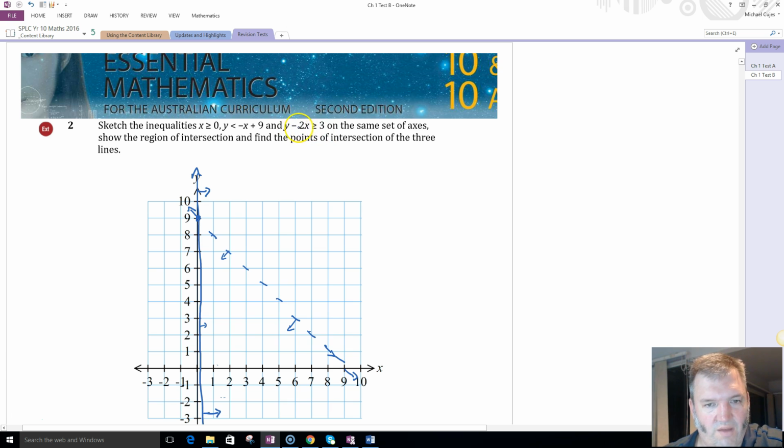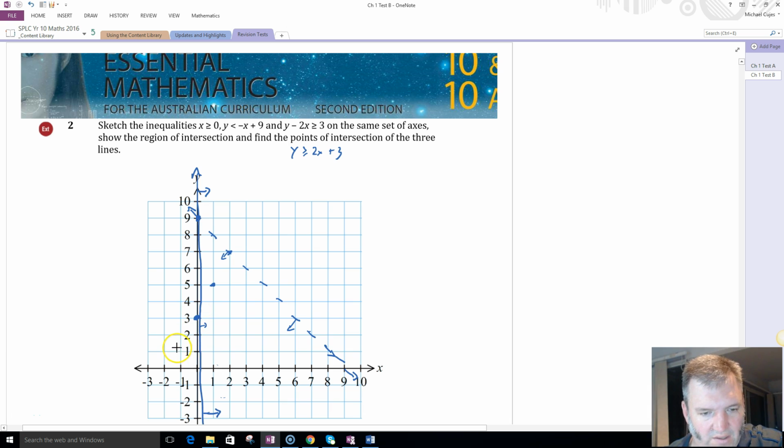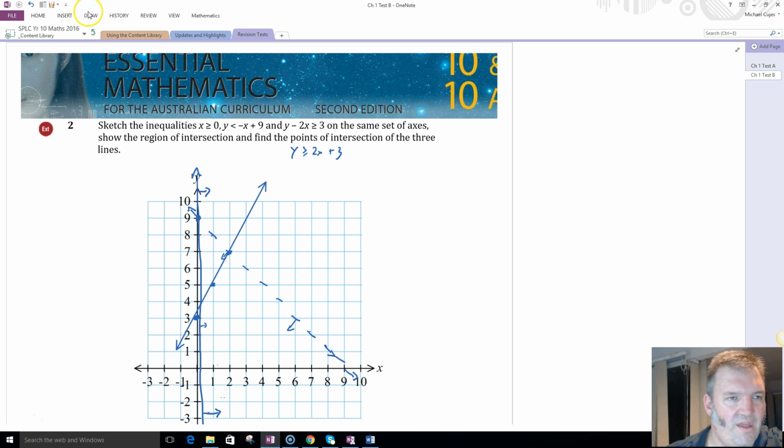Last one there. y minus 2x is greater than or equal to 3. Let's just rearrange that. y is greater than or equal to 2x plus 3, so I'm going through 3, a gradient of 2, up 2 and across 1, up 2 and across 1, just to make sure I get the right points. I'm going to actually go for one of their lines this time. We can get it going pretty much through those points. You, of course, will be able to get it perfectly.